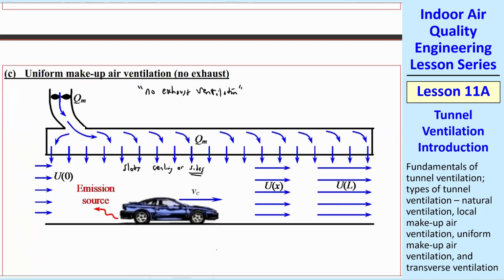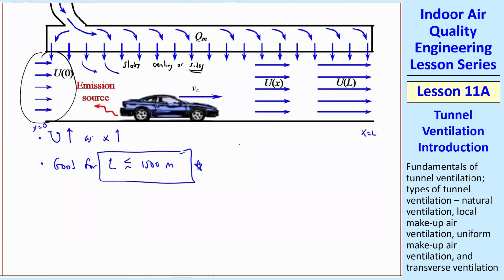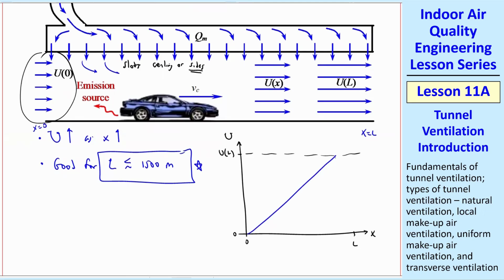You have some naturally entrained U naught here, but we keep adding some flow, and that gets added to the air. So the capital U is up as X up. At X equals 0, we have a small air speed, and then the air speed increases with X. And so you have that maximum speed here because you keep injecting all this fresh air. This ventilation is good for L less than approximately 1,500 meters. And if I plot U as a function of X, it's pretty much a straight line.